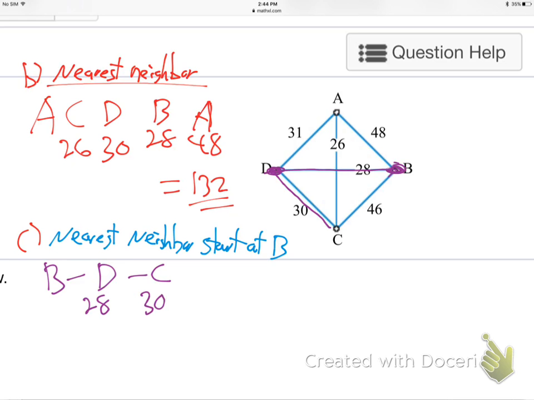And then once you are at C, you've only got one city left, huh? So there's no choice. You have to go to that city, and you have to go home. So you go to that city, it's 26. Then you got to go home. In this case, B is home, which is 48. Add that up. That's 132 again, isn't it?